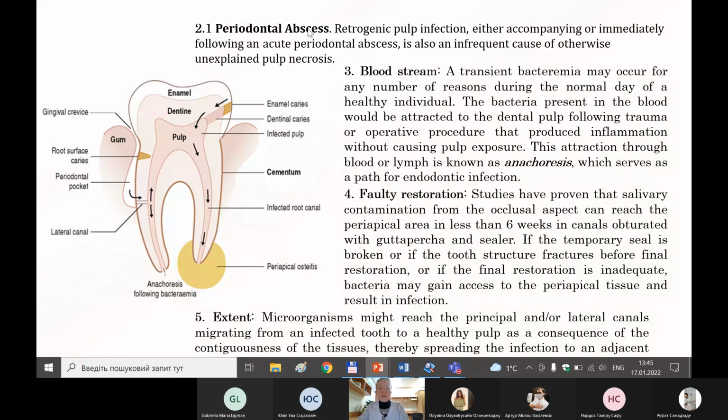Through periodontal abscess, it is another possible way of how microorganisms can enter the root canal. Retrograde pulp infection, either accompanying or immediately following an acute periodontal abscess, is also an infrequent cause of otherwise unexplained pulp necrosis.